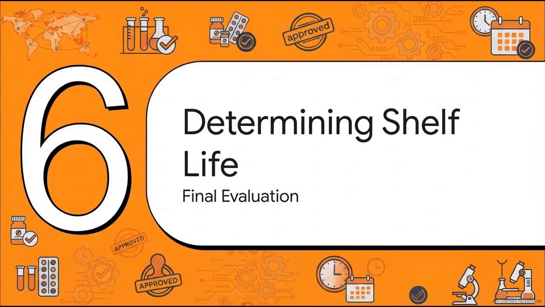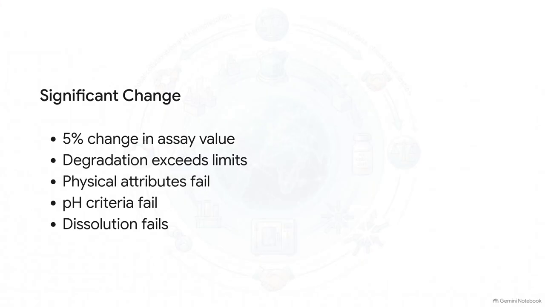And finally, Part 6, determining the shelf life. And this brilliantly illustrates exactly what constitutes a failure during the gauntlet. Again, we call it significant change. If the active ingredient's potency drops by 5%, it fails. If toxic degradation products exceed safety limits, it fails. If the pill crumbles, the liquid separates, the pH swings, or the drug just doesn't dissolve properly in the body, it fails. Any one of these triggers proves the medication is no longer safe or effective.